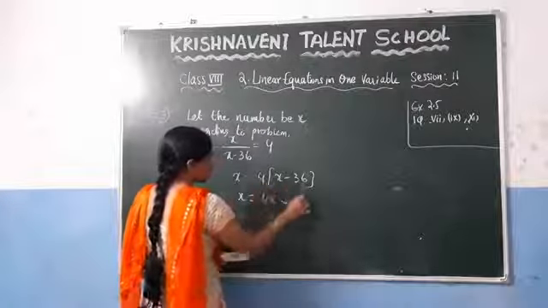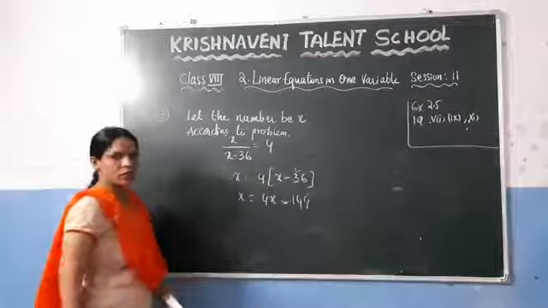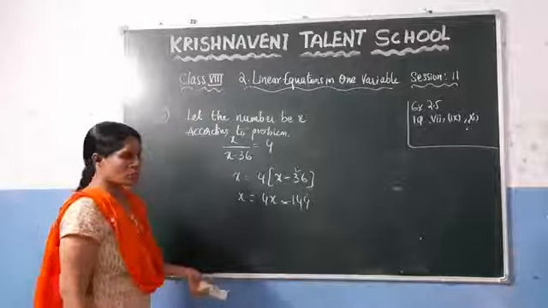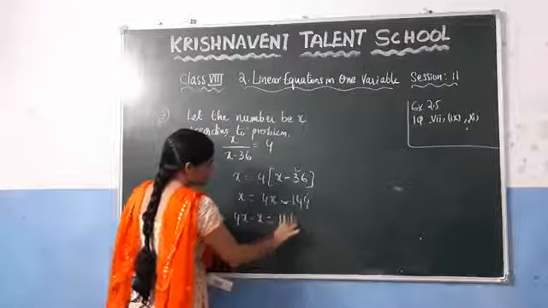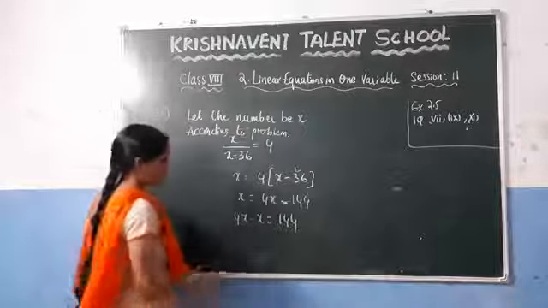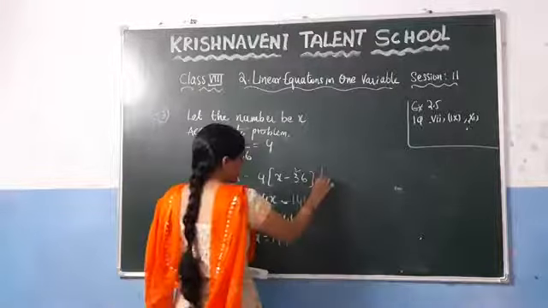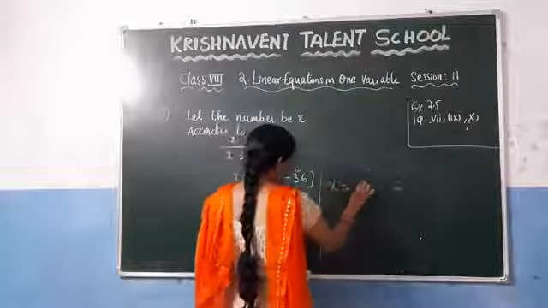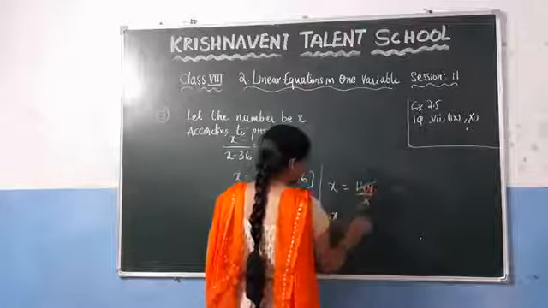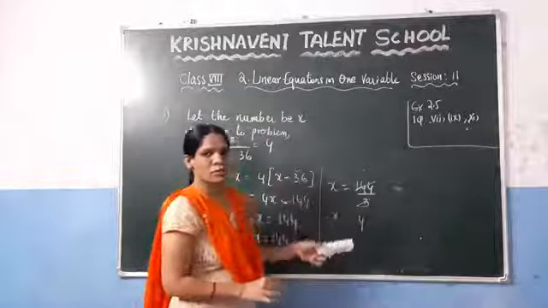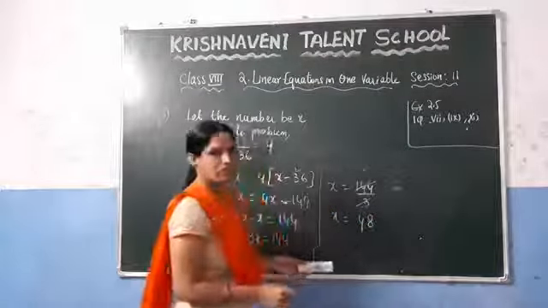Just multiply it. 6 4s are 24. 4 3s are 12, 13, 14. You will get 144. Now take all the variables to one side. So you will get 4x minus x is equal to 144. What is the value of 4x minus x, which is 3x, is equal to 144. So what is the value of x here? 144 by 3. Now in the 3 table, it will get cancelled. 3 4s are 12, 2 will be remaining, so 24 will be there. And after that 3 8s are 24. So what is the required number, which is 48.